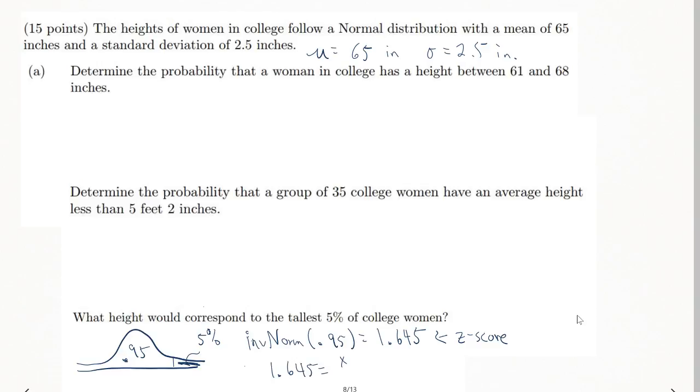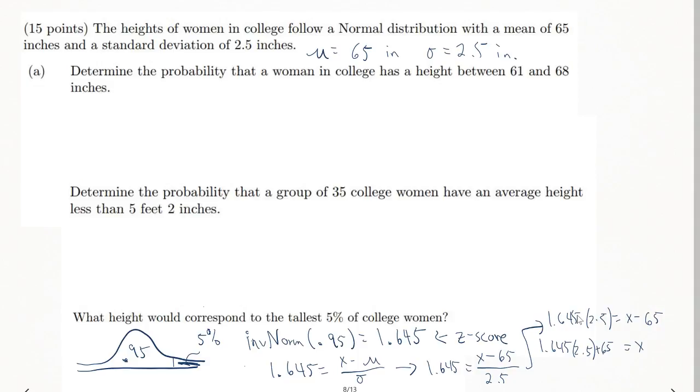equals, now it goes x minus our mu divided by our sigma, which, notice that means 1.645 equals x minus our mu and sigma are given up above, minus 65 divided by our 2.5. If you multiply both sides by 2.5, notice you get 1.645 times 2.5 equals x minus 65. And so our x value equals 1.645 times 2.5 plus 65.